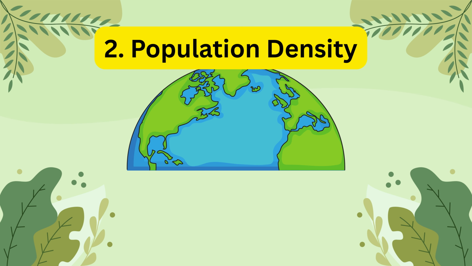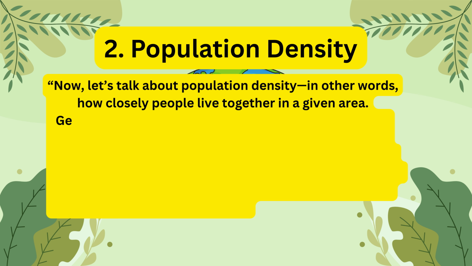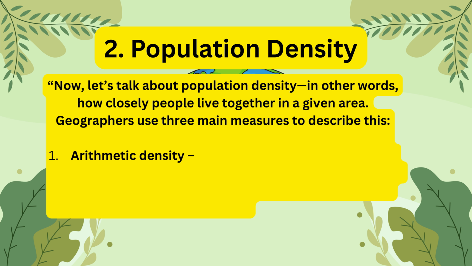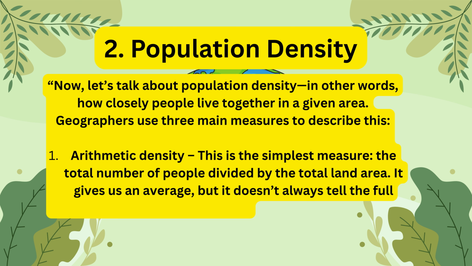Population density. Now, let's talk about population density, in other words, how closely people live together in a given area. Geographers use three main measures to describe this. 1. Arithmetic density. This is the simplest measure, the total number of people divided by the total land area. It gives us an average, but it doesn't always tell the full story.